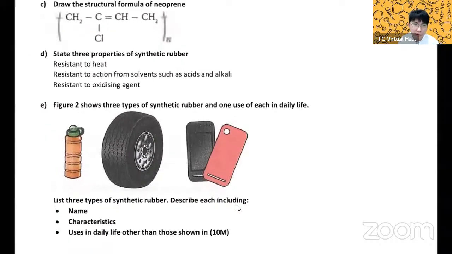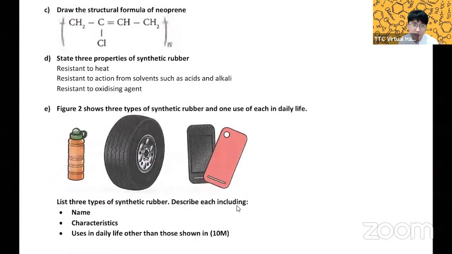Then there are a few types of synthetic rubber to be used here. As you see, they make your silicon cases, your phone, your car tires. Teacher, I thought you said tires are made of natural rubber. Actually, a tire is made of both. Inside and outside, one is natural rubber, one is synthetic rubber, because they have their own benefits. So it's something like a composite material. You mix two different types of rubber together, and then you can actually get a better material.